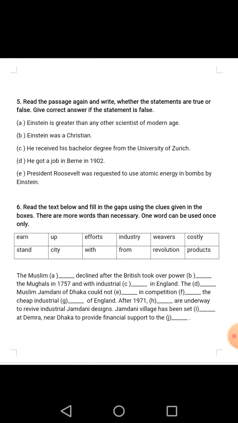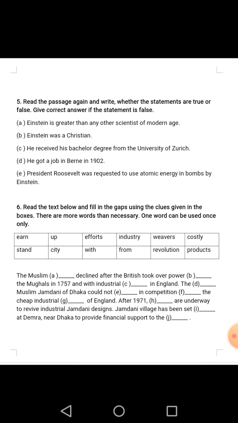The Muslim declined after the British took over power. The Mughals in 1757 and with industrial in England. The Muslim Jamdani of Dhaka could not, in competition, the cheap industrial of England.